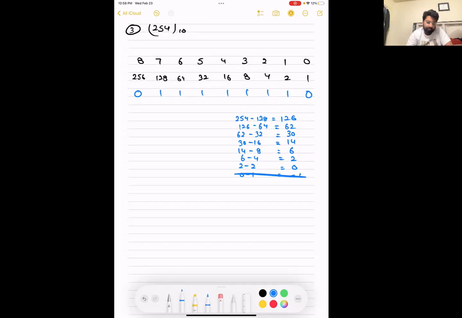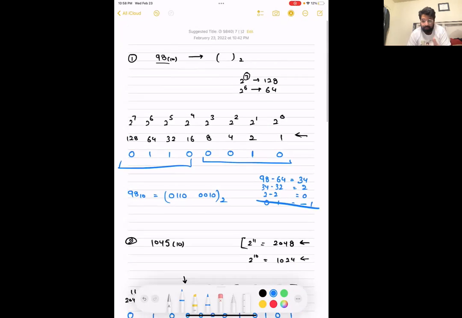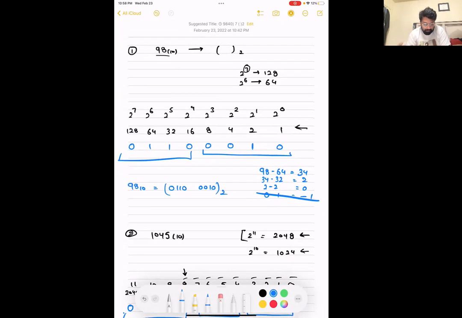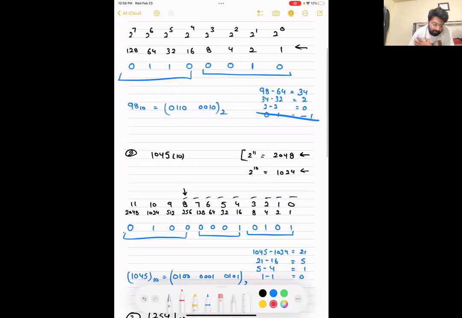So here you go. Let's divide them into 4 bits. There you go. So 254 in decimal is equal to 0111 1110 in binary. So that was our problem. And let me show you something really neat about this problem. If you look at this number, it's an even number, right?